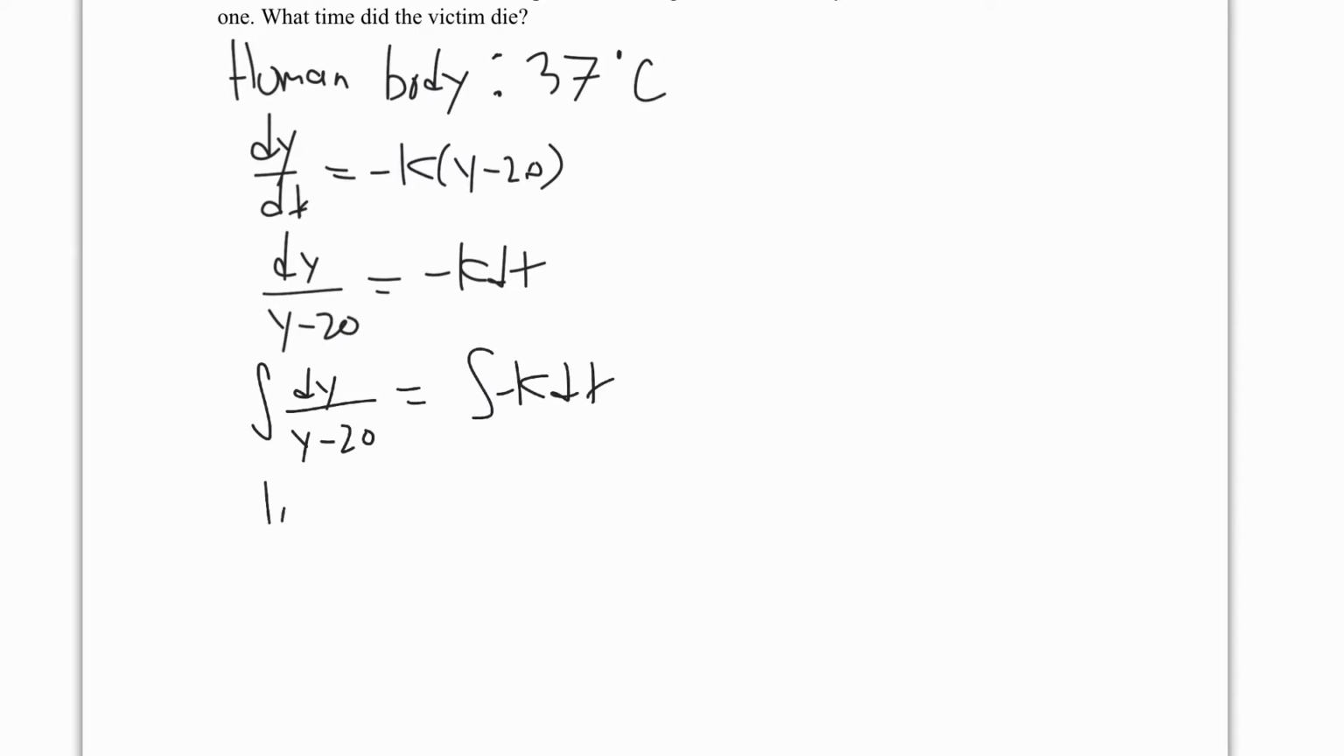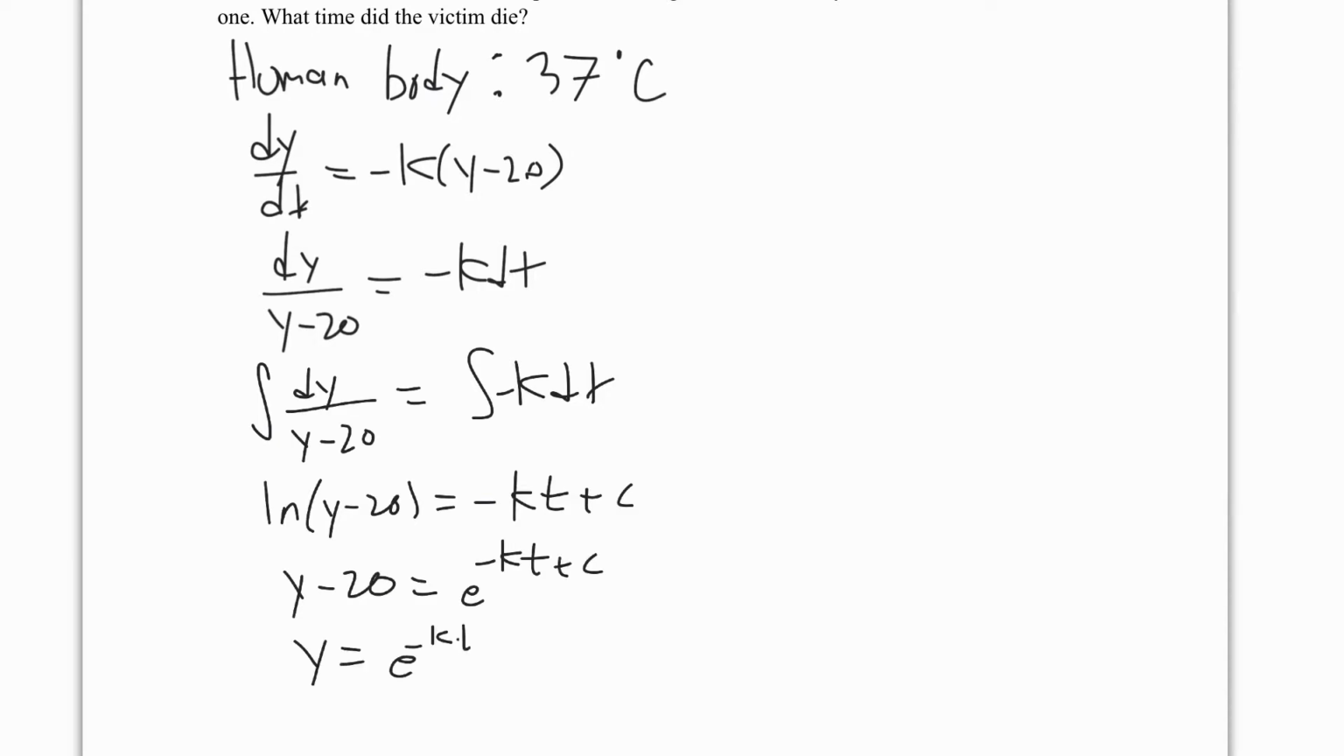And we get ln of y minus 20 equals negative kt plus c. So we take e of both sides, we get y minus 20 is equal to e to the negative kt plus c, or y is equal to e to the negative kt. I'm going to split it up right away as times e to the c plus 20.